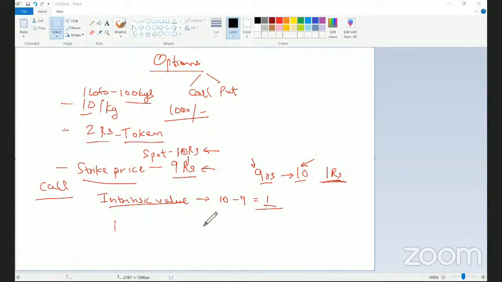What is the definition of intrinsic value? The definition of intrinsic value is spot price minus the strike price. This is per kg I'm talking. For the lot size, you have to multiply it by the number of kgs. So 100. Yes, 1 into number of quantity. Who decides 9? We or the exchange.